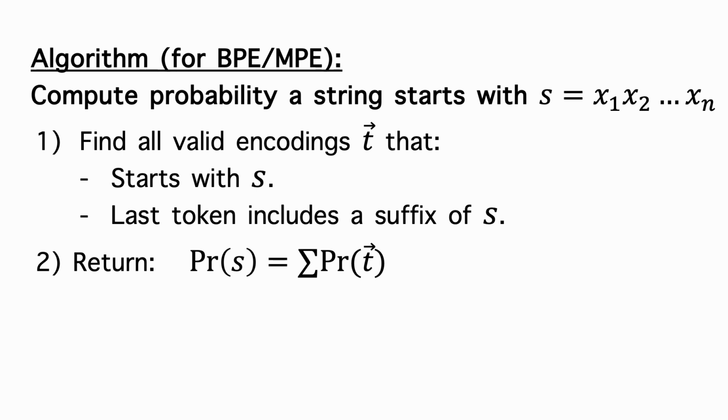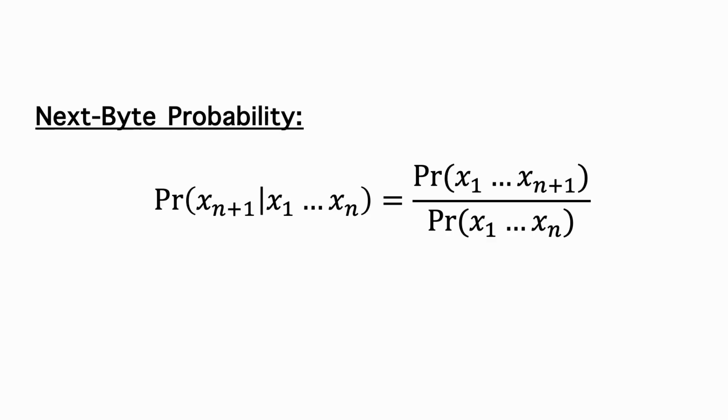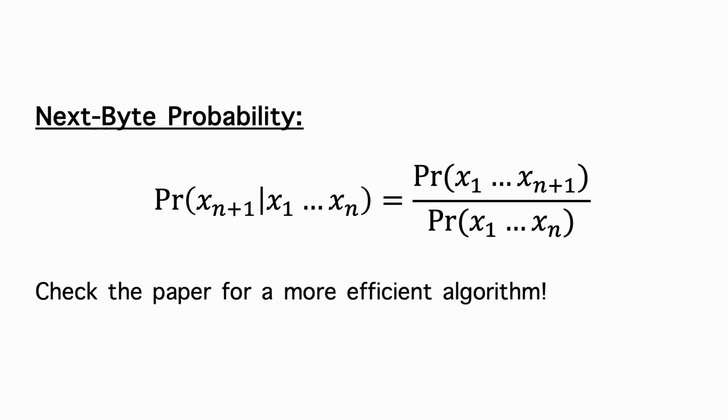The second and also the last step is basically to sum up the probability of all these cover encodings. For next byte prediction, we can use Bayes' rule to compute the probability. But doing this naively for every step is very slow. So check the paper on how to do this efficiently.